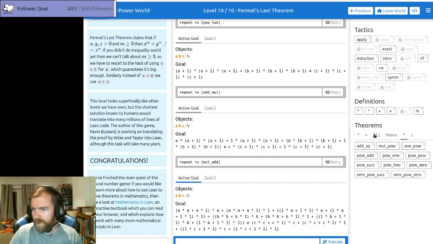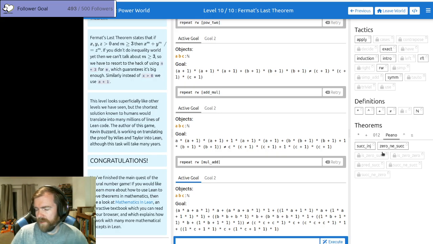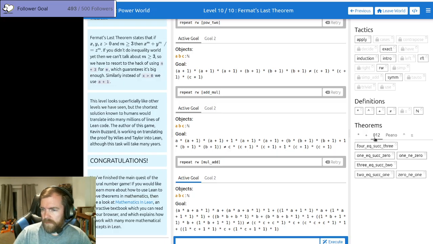Nope, that's not what I wanted. What else do I have available to me? Injective. 0 is not a successive. That's fair.